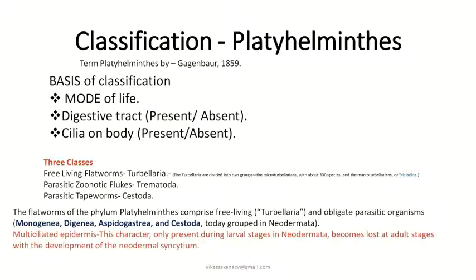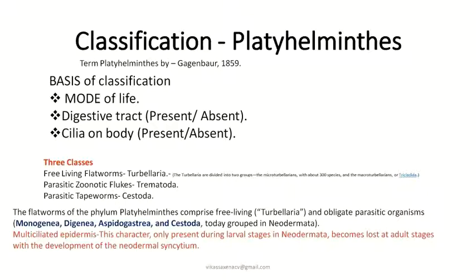In Porifera, the basis of classification was the skeleton, whether it is made up of spongin or of spicules. So the basis of classification in Porifera was the skeleton, made up of types of spicules, calcareous or siliceous, or spongin fibers. On that basis, we classified Porifera.